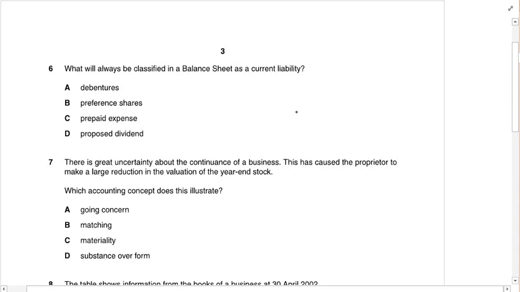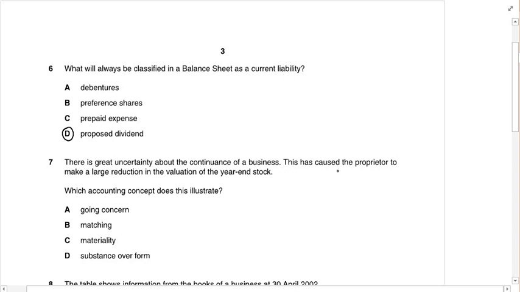Then preference shares. It depends on whether the preference shares are redeemable or non-redeemable. If they are redeemable, they are treated as a non-current liability, and if they are non-redeemable, they are treated as part of equity. Prepaid expense is a current asset. Proposed dividend, right? Remember, I highlighted that this paper was set quite a long time ago, so some of the things contained here will conflict with the recent treatment. Proposed dividend is what we are going to check, but I'll make a comment on that.